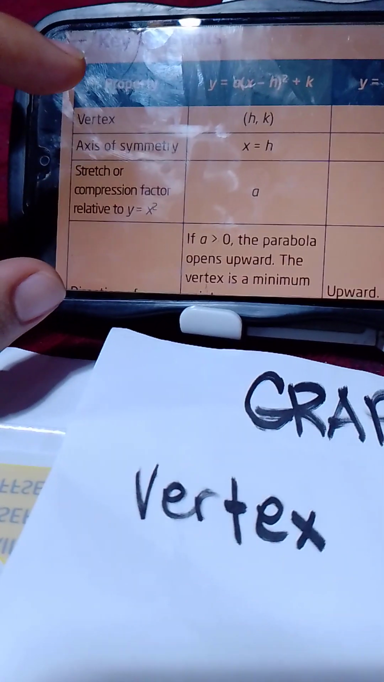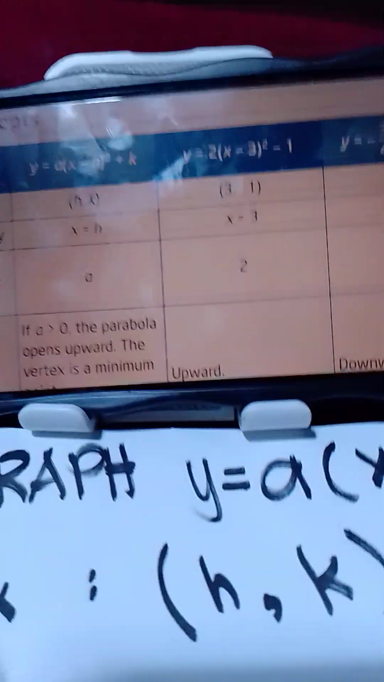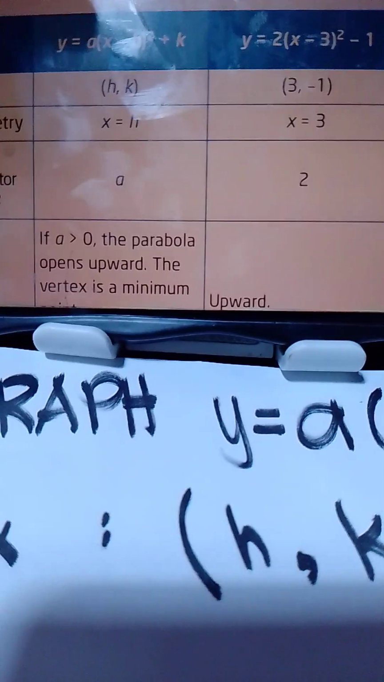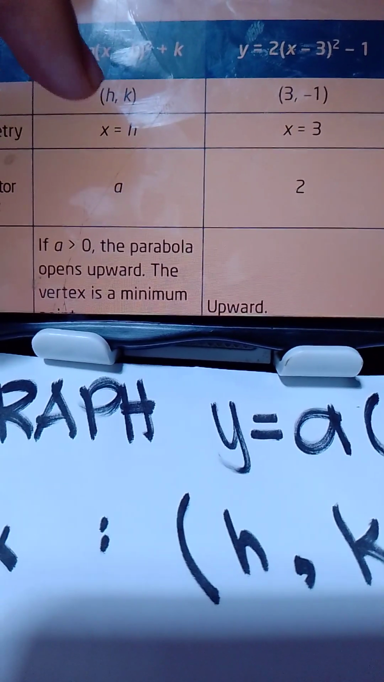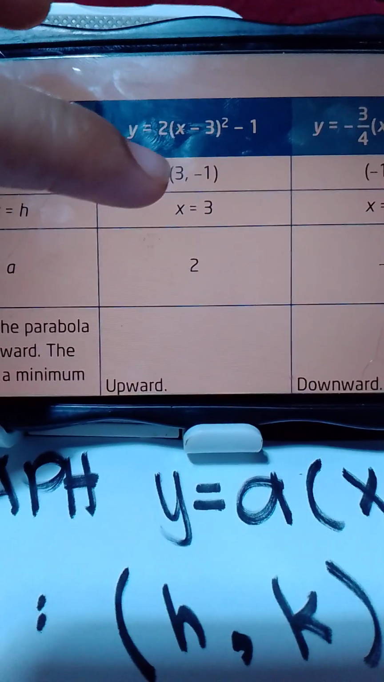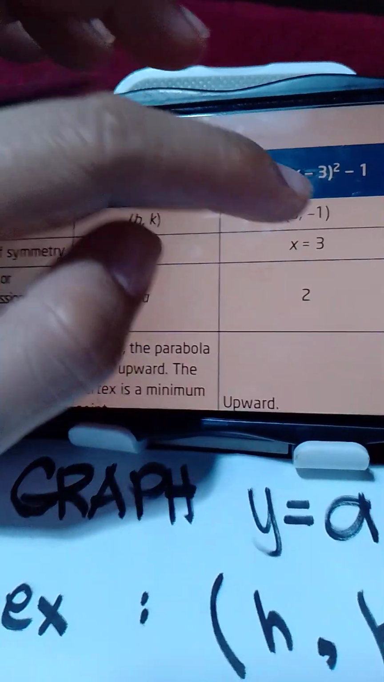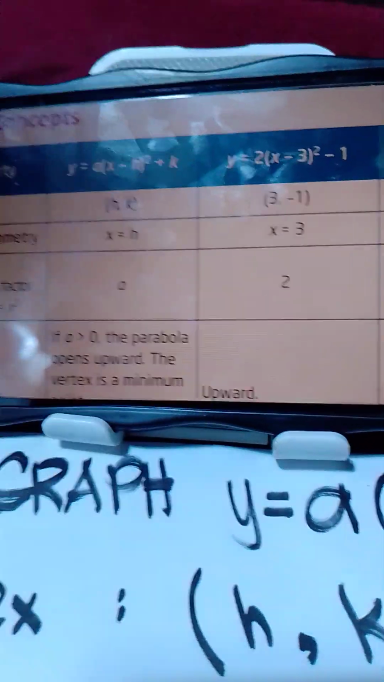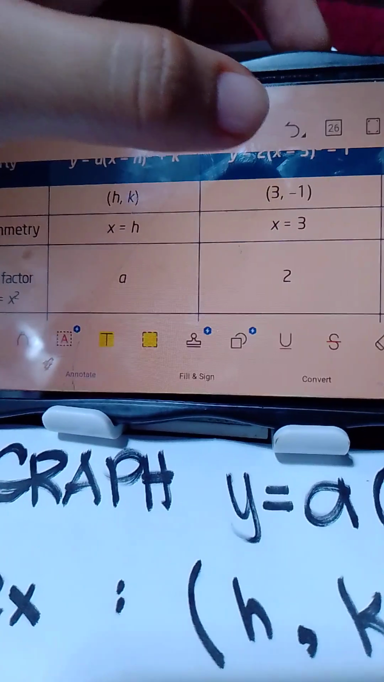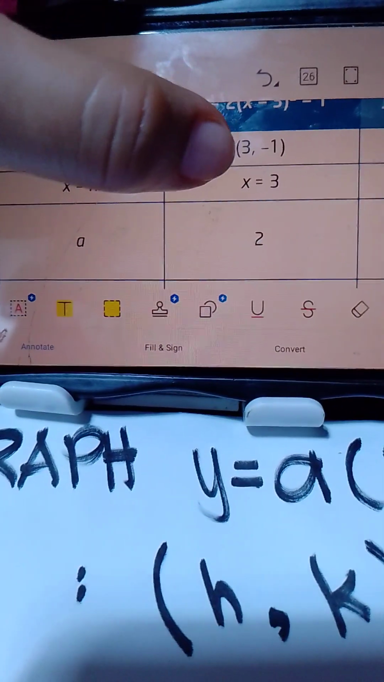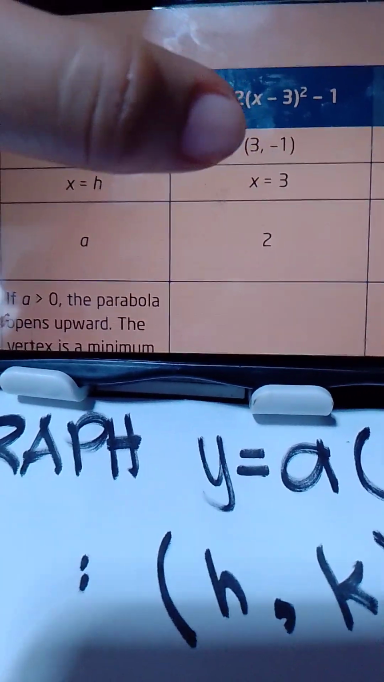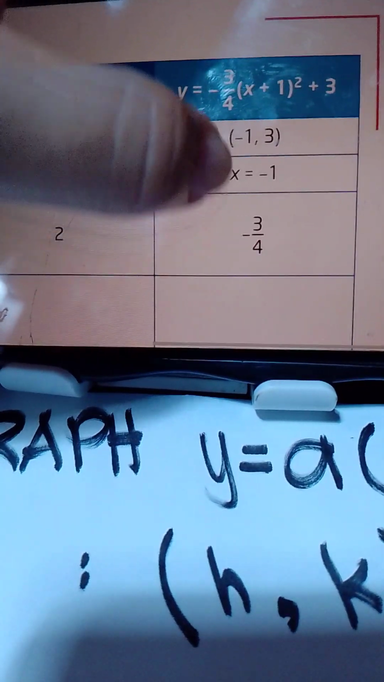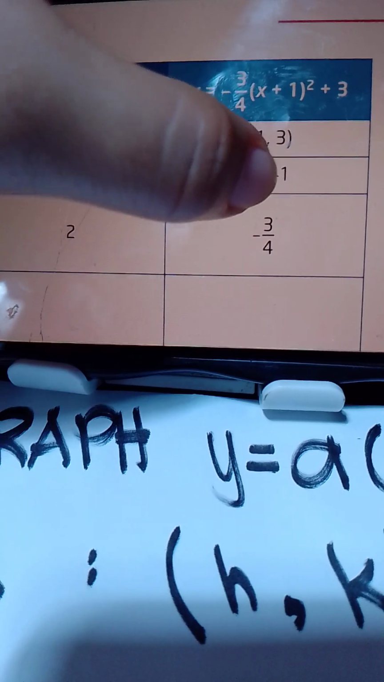Okay, let's proceed to the axis of symmetry. The axis of symmetry is x equals h. Here, if we are already given the coordinates of the vertex, it is easy to find the axis of symmetry, because it is just the value of our x, which in this example is 3. And for our second example, we have negative 1.